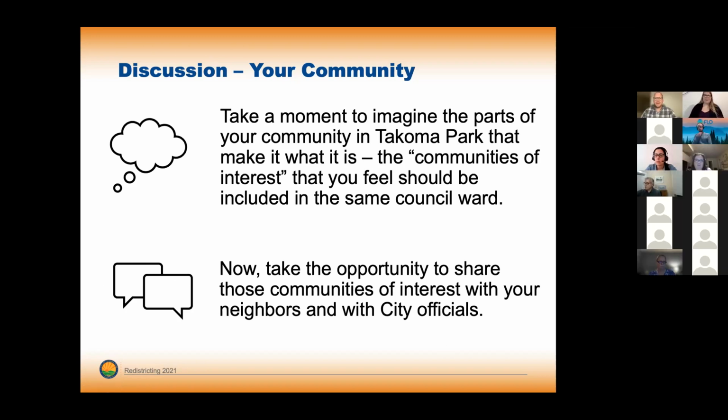Oh, Karen, thank you for your question. So the question is, and we'll pause on this discussion for one moment. Since the natural boundaries don't change as the population changes, how can you redistrict Takoma Park? Would a Takoma Park team member, perhaps Ben, like to respond to that question?